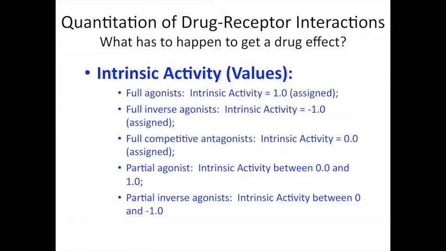Partial agonists will be between 0 and 1 because they do make some change in the direction of the active conformation, so they're going to be greater than 0, but they're not as big as a full agonist, so they have somewhere in between 0 and 1. And partial inverse agonists, by analogy, will produce a response that's less than the full inverse agonist, but bigger than the antagonist, so their intrinsic activity score will be between 0 and -1.